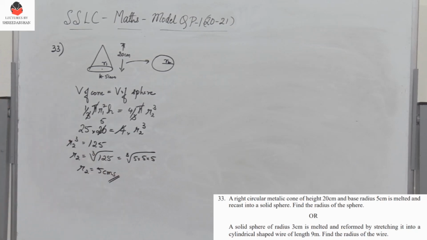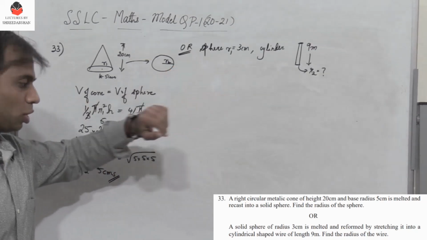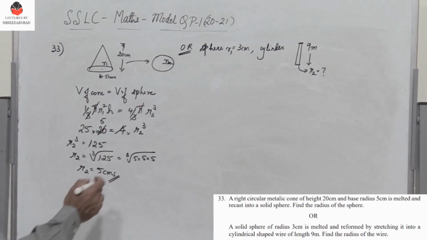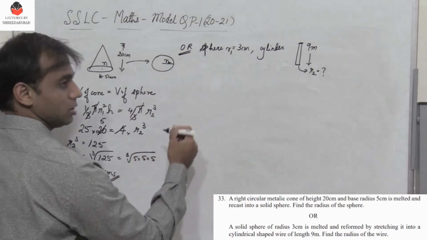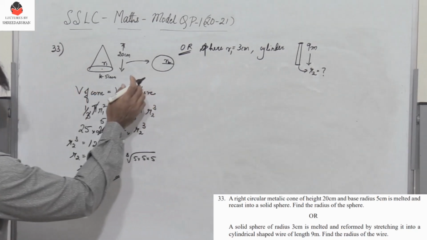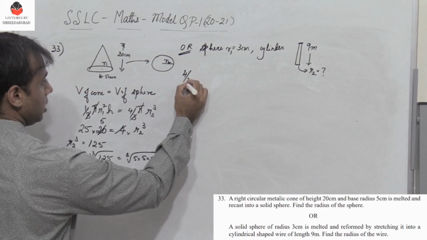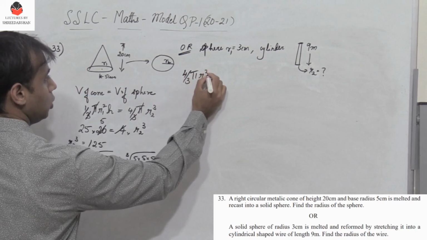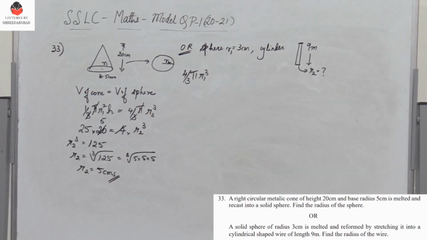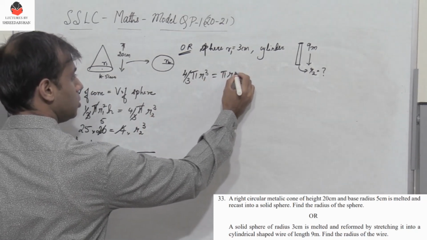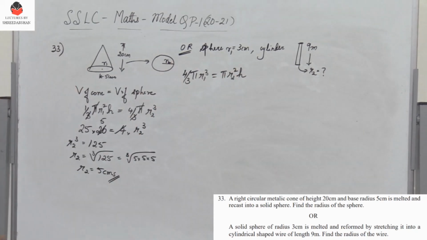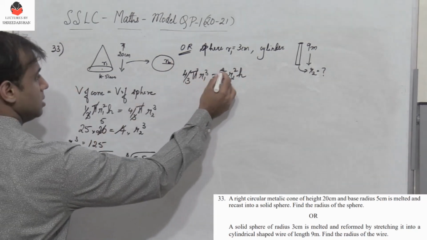A very simple problem. Now we have another problem which states that a solid sphere of radius 3 centimeters is melted and reformed by stretching it into a cylinder shaped wire of length 9 meters. So I have the volume of the sphere, which is 4 by 3 pi r1 cube. Let me call the radius of the sphere r1, equal to the volume of the cylinder, which is pi r2 square h. So pi can be cancelled.